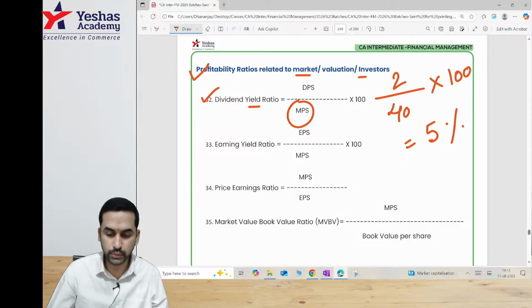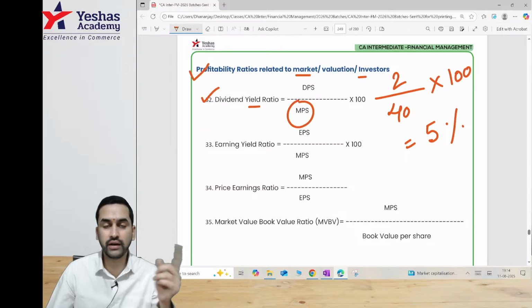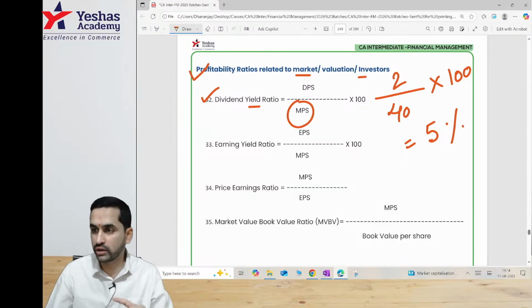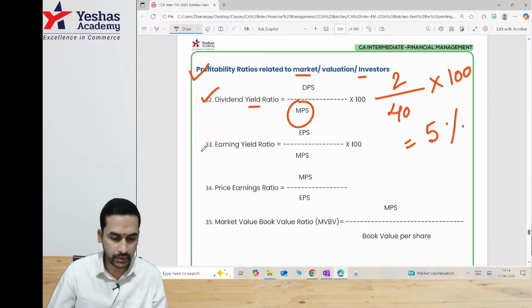Okay, let's move on. So I pay 40 rupee and purchase the share, and I earn 2 rupee dividend. So it is 2 by 40 into 100. Perfect. Next one, earning yield ratio.